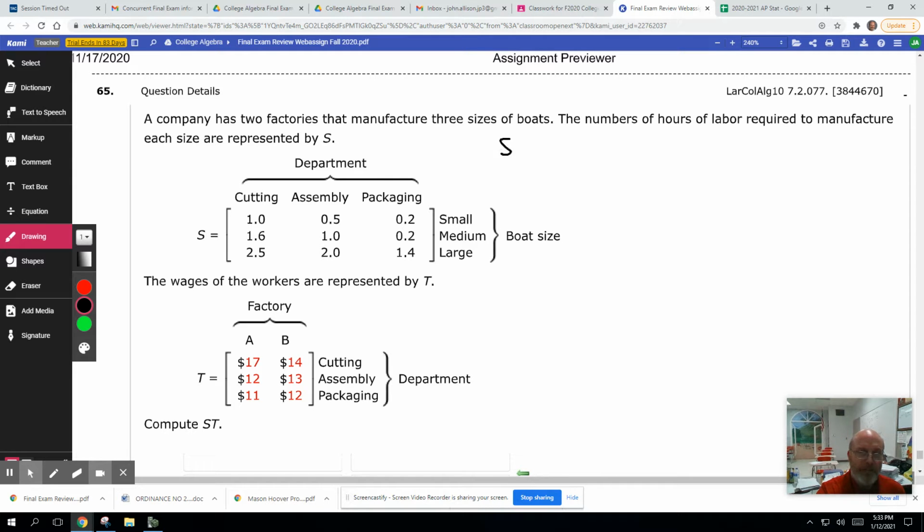Notice that S is a 3 by 3 matrix, and T is a 3 by 2 matrix. The inside dimensions match, so we can find the product matrix ST, and it's going to be a 3 by 2 matrix.